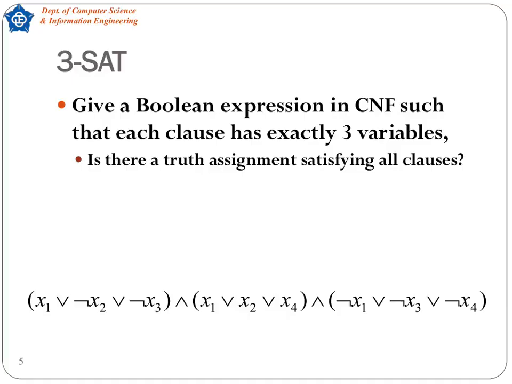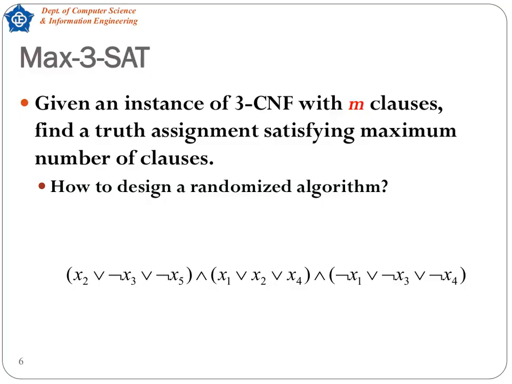Here, we see such a Boolean expression. It's a conjunction of 3 clauses. The first clause is x1 OR not x2 OR not x3. The second clause is x1 OR x2 OR x4. And the third clause is not x1 OR not x3 OR not x4. Notice how each of these 3 clauses indeed contains exactly 3 variables, just as required. So if 3 SAT asks if we can satisfy all clauses, what happens if we can't?